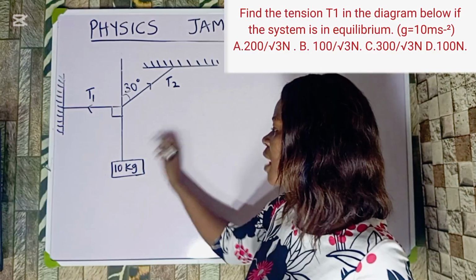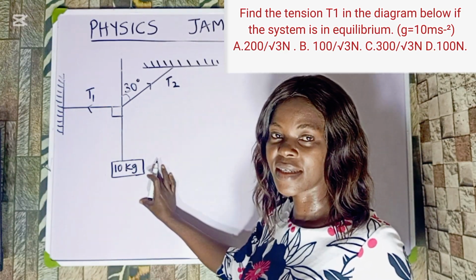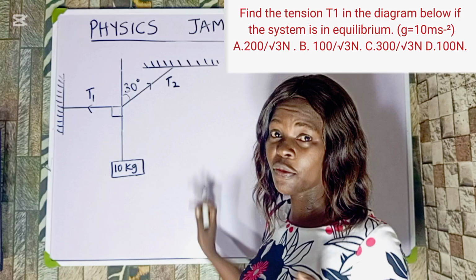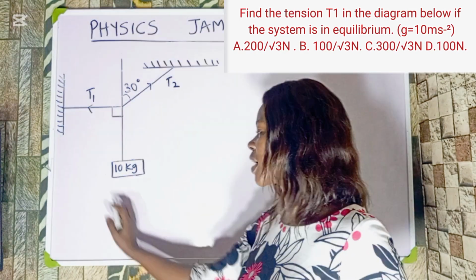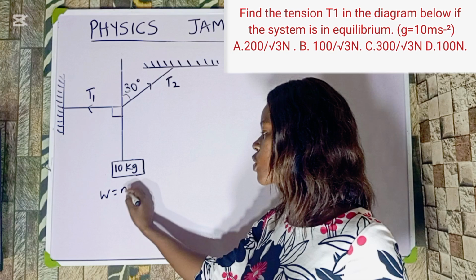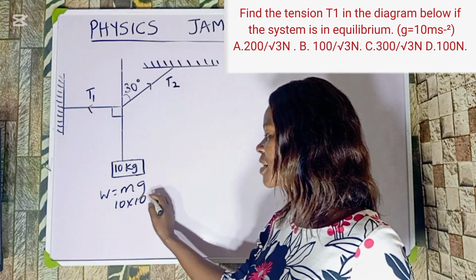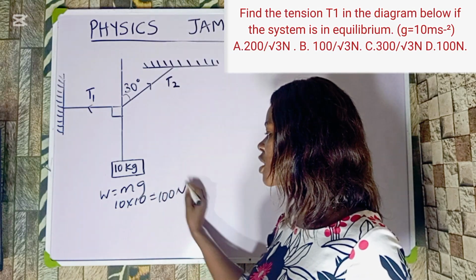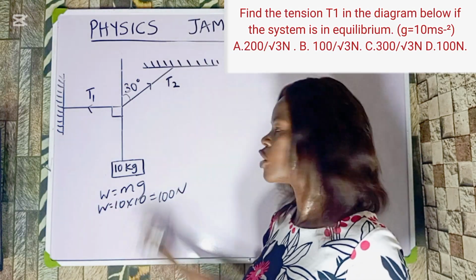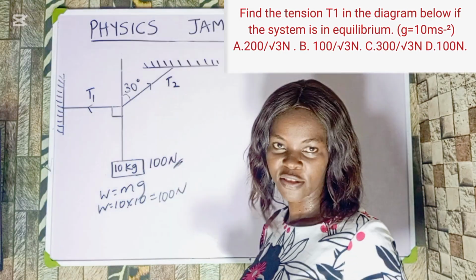Okay, let's go. Now this is the weight. The weight of the object is given as 10 kilograms. But remember that weight is measured in Newton. Now because we are given g, we can say that the weight is equal to what? mg, right? So that is 10 times 10. We have 100 Newton as the weight. So this will now change to be what? 100 Newton. Do we understand?